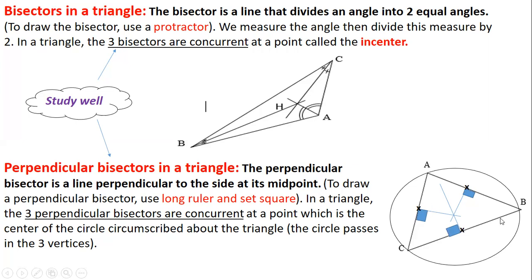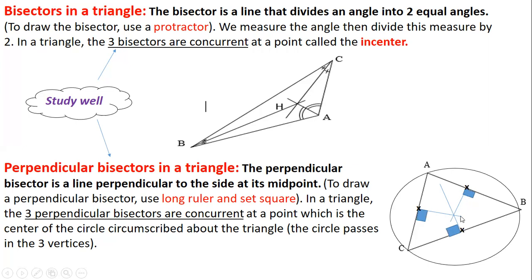So first, suppose I want to draw the perpendicular bisector of BC. I assign the midpoint of BC, so I measure BC using the long ruler. I divide the measure by 2. Suppose BC is 6 centimeters, so I say 6 divided by 2, so this point is at 3 centimeters. After assigning the midpoint, I bring the set square, I put it on BC on the horizontal line, and I draw a vertical line. It should not be from the opposite vertex, it's any line. So this line is the perpendicular bisector of segment BC.